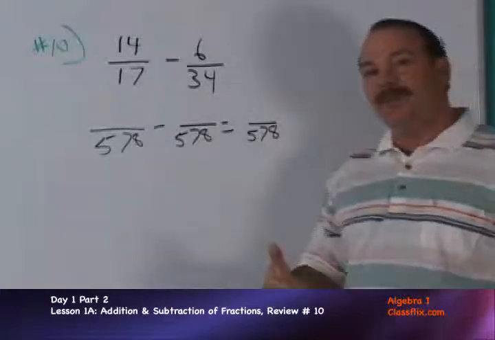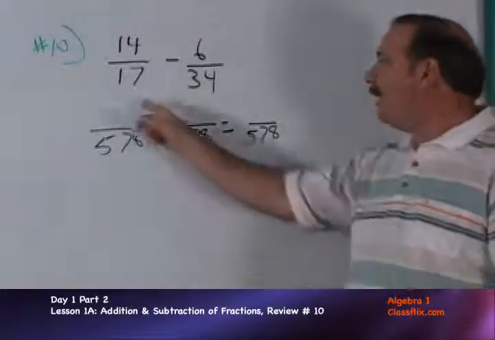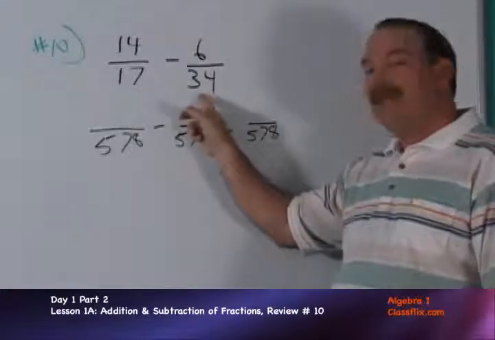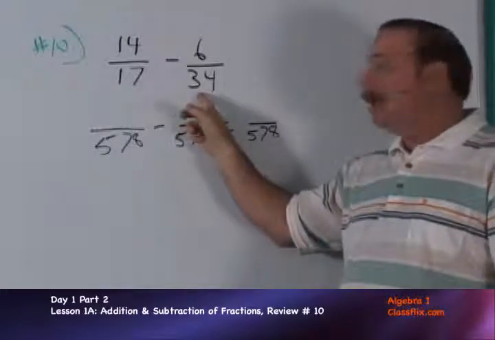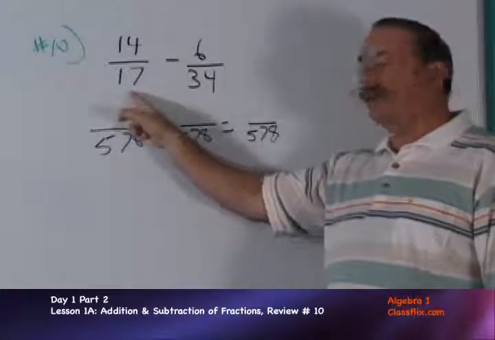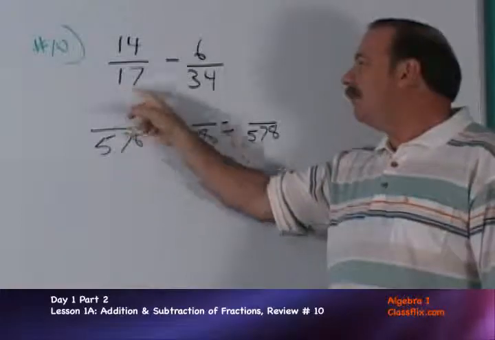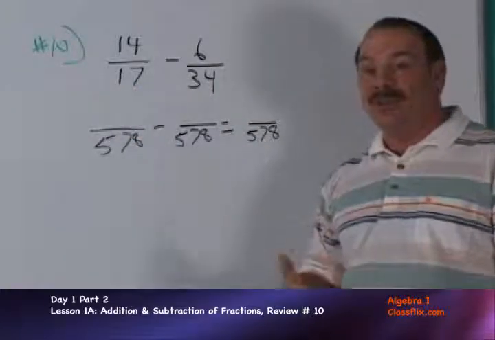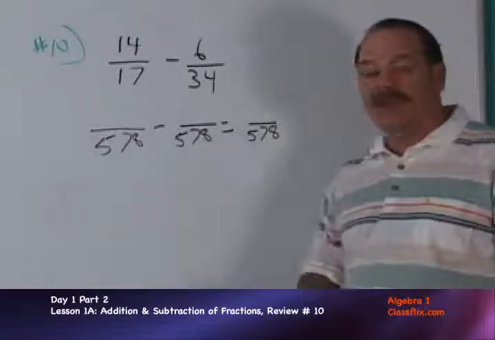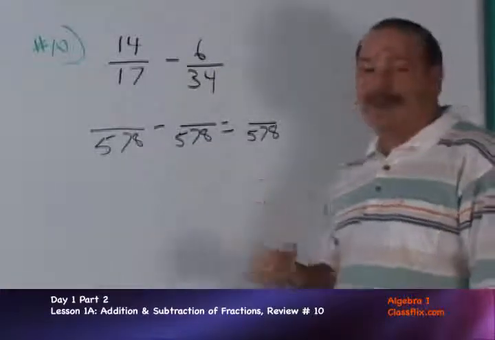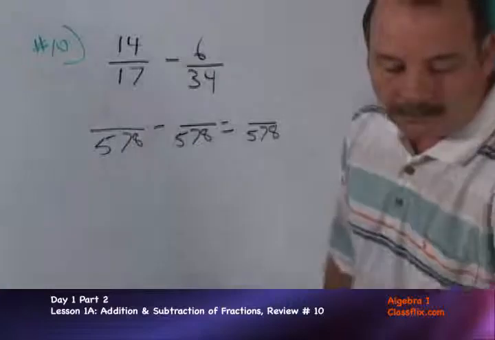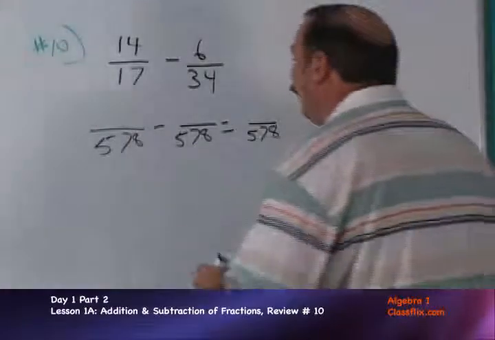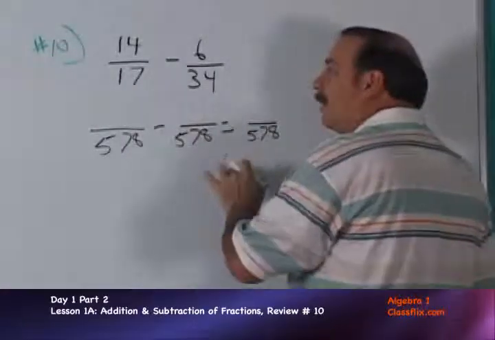If you're good with your multiplication tables, you may have spotted that 2 times 17 would be 34. So 34 is a multiple of 17. I can convert the 17 into a 34 by simply multiplying it by 2, and that would give me a much smaller denominator to work with. So let's do it that way. But if you did it this way, you would still come up with the right answer.